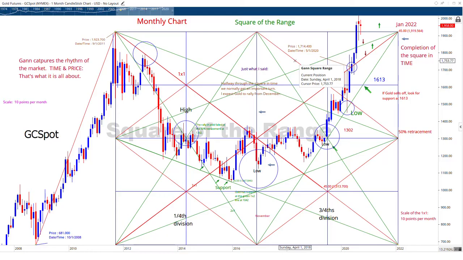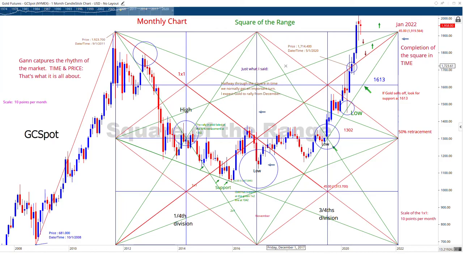So you can't trade Gann just using the square of the range. It's not the only tool we use. We look at over 50, 100 different charts, and you get an overall view by looking at all the tools that Gann uses. This is just one tool. So don't get the idea that once you know the Gann square, you can trade with Gann.